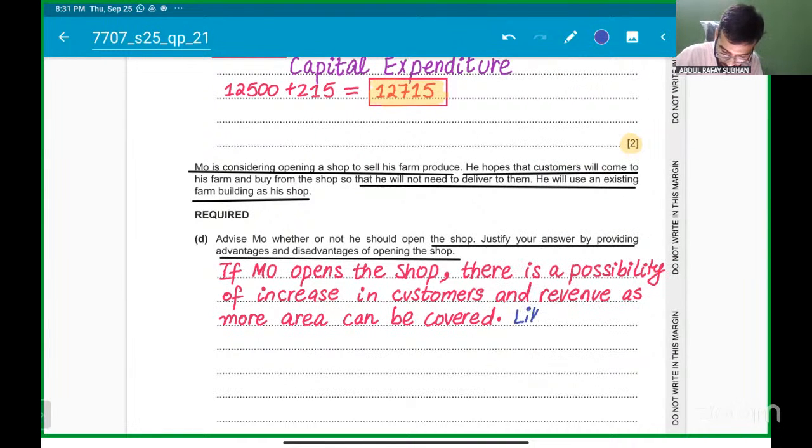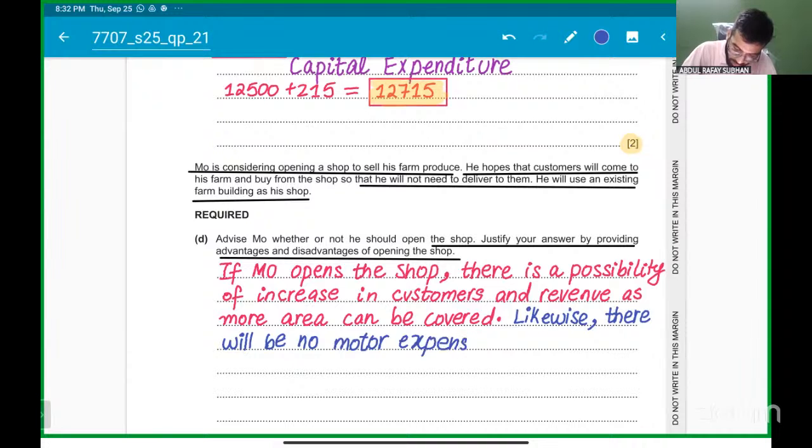Likewise, अगर आप शॉप ओपन कर लेंगे तो there will be no need for delivery cost. Likewise, there will be no motor expenses and delivery cost. There will be no motor expenses or delivery cost, and it will save your repairs as well. Okay, it will save the repairs. And अभी वो delivery खुद करता है, that's the issue as well, उसको delivery नहीं करनी पड़ेगी. Likewise there will be no motor expenses and no delivery cost as well.